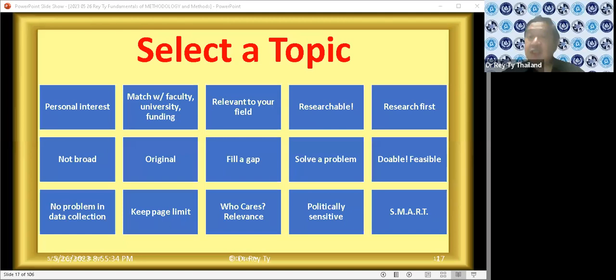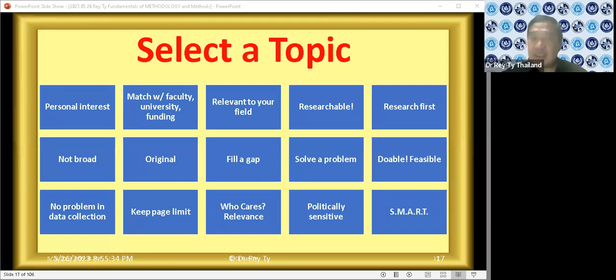And it should be researchable. You don't want to say, I want to prove that Pluto has water. It's maybe not a planet anymore. It had been demoted and it's too far away. Do you have funding to do research if there is water in Pluto? If it's not researchable, forget it, okay?